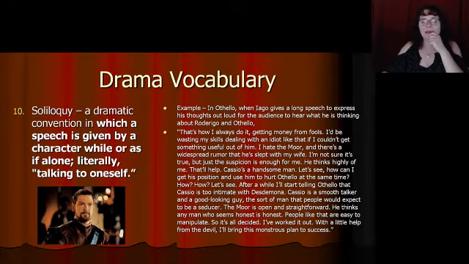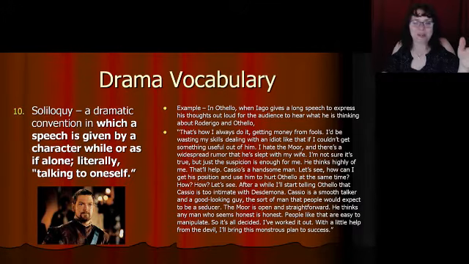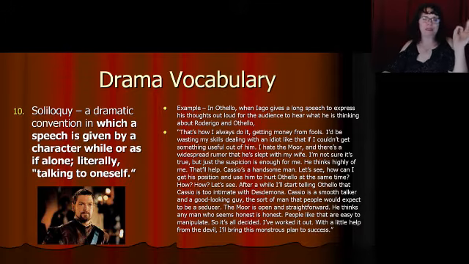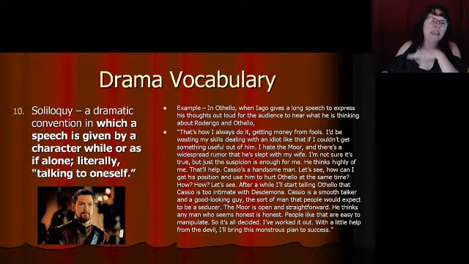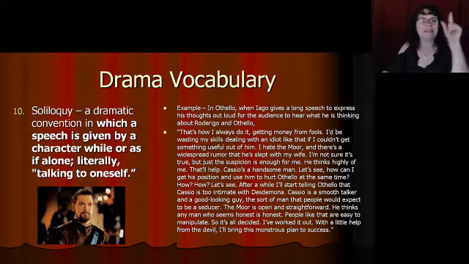Let's see. After a while, I'll start telling Othello that Cassio is too intimate with Desdemona. Cassio is a smooth talker and a good-looking guy, the sort of man that people would expect to be a seducer. The Moor is open and straightforward. He thinks any man who seems honest is honest. People like that are easy to manipulate. So it's all decided. I've worked it out. With a little help from the devil, I'll bring this monstrous plan to success.